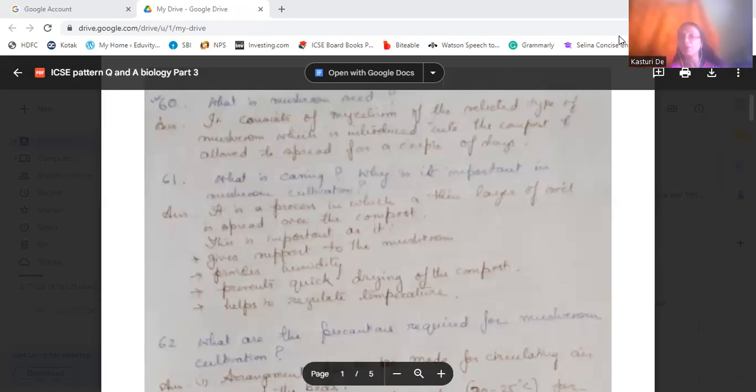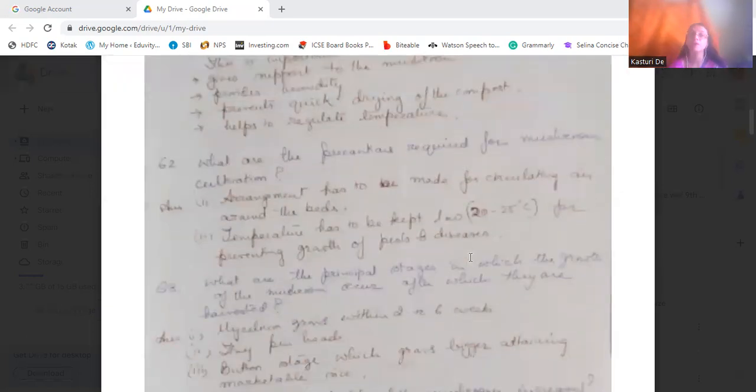Then, what are the precautions required for mushroom cultivation? First, arrangement has to be made for circulating air around the beds. The compost bed is there, no? So arrangement has to be made that there is proper air circulation.